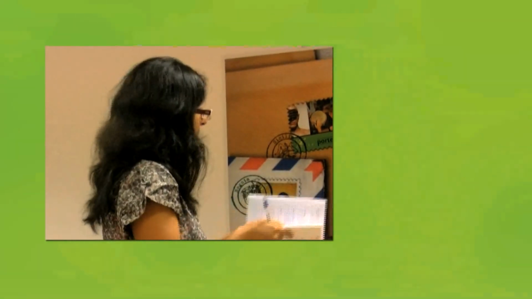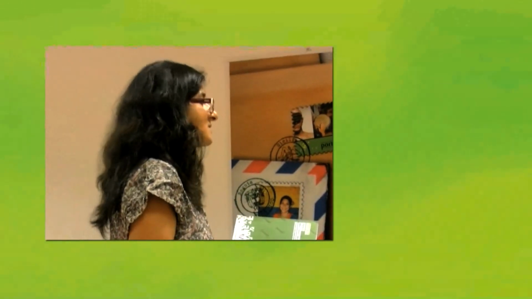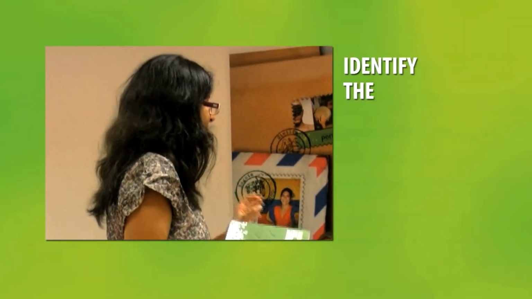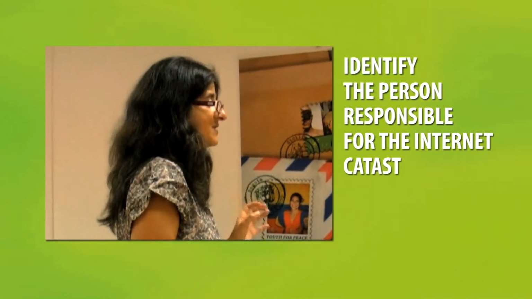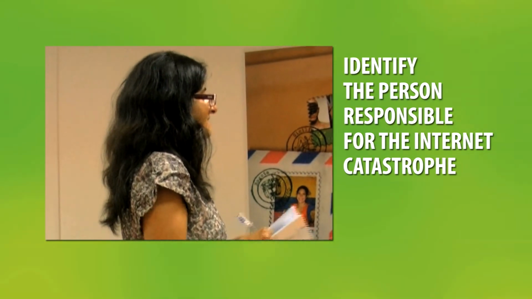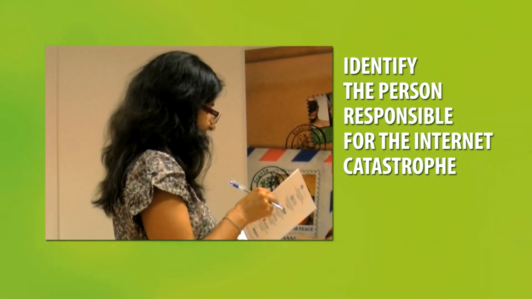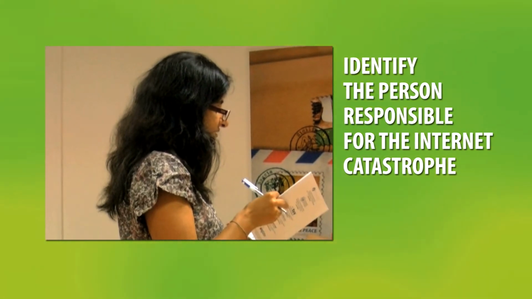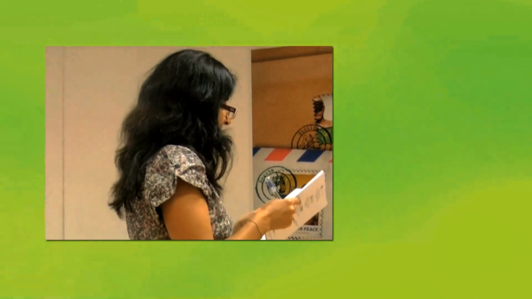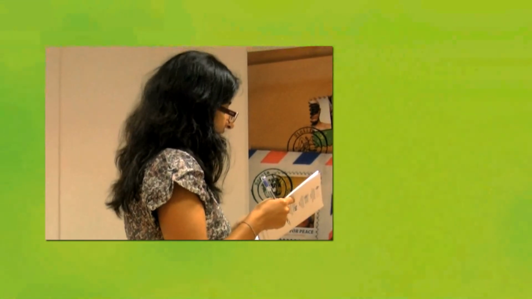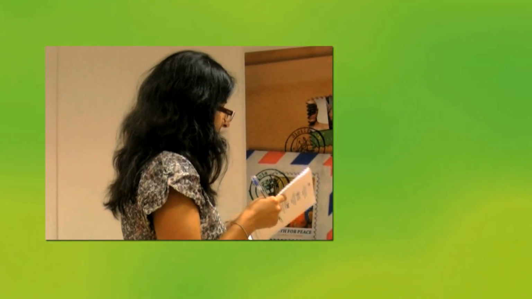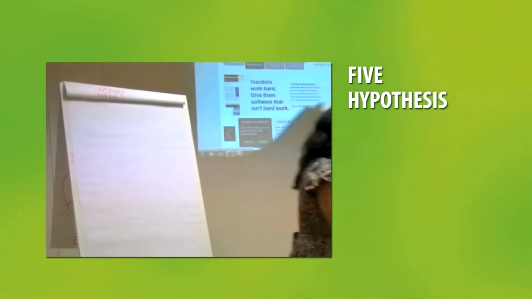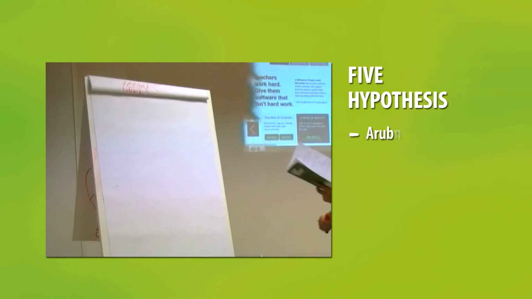In this specific web quest, the students should be able to identify the responsible party for the internet catastrophe linked to the spreading of the virus in the web. The list of possible responsible parties includes five possibilities that I write here on the paper. The first one is Aruba.